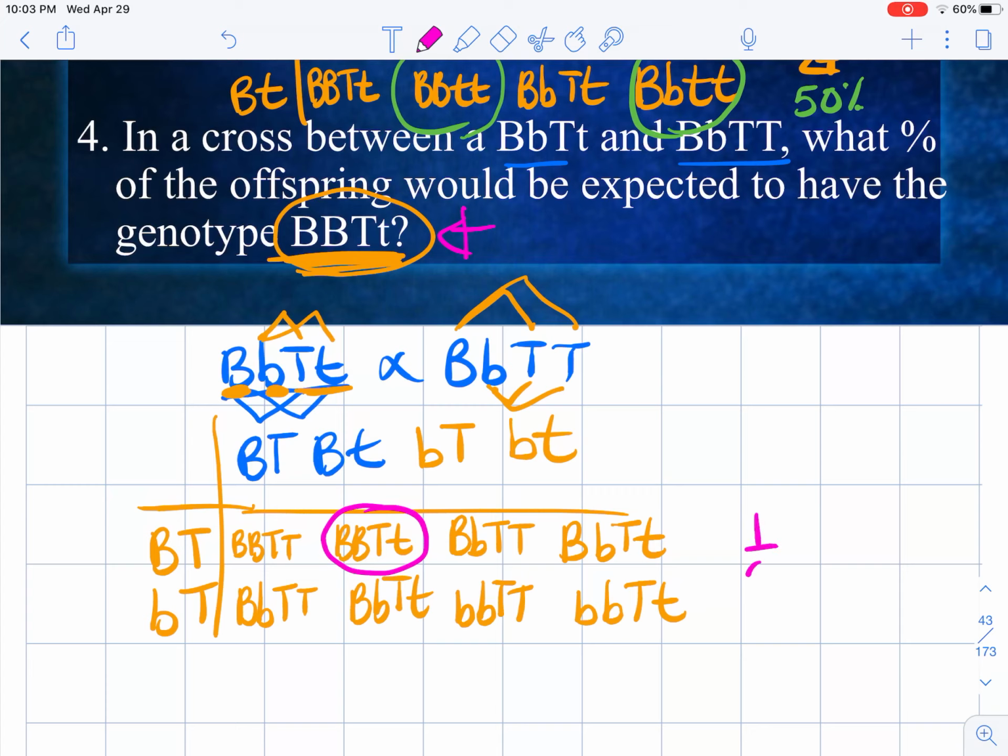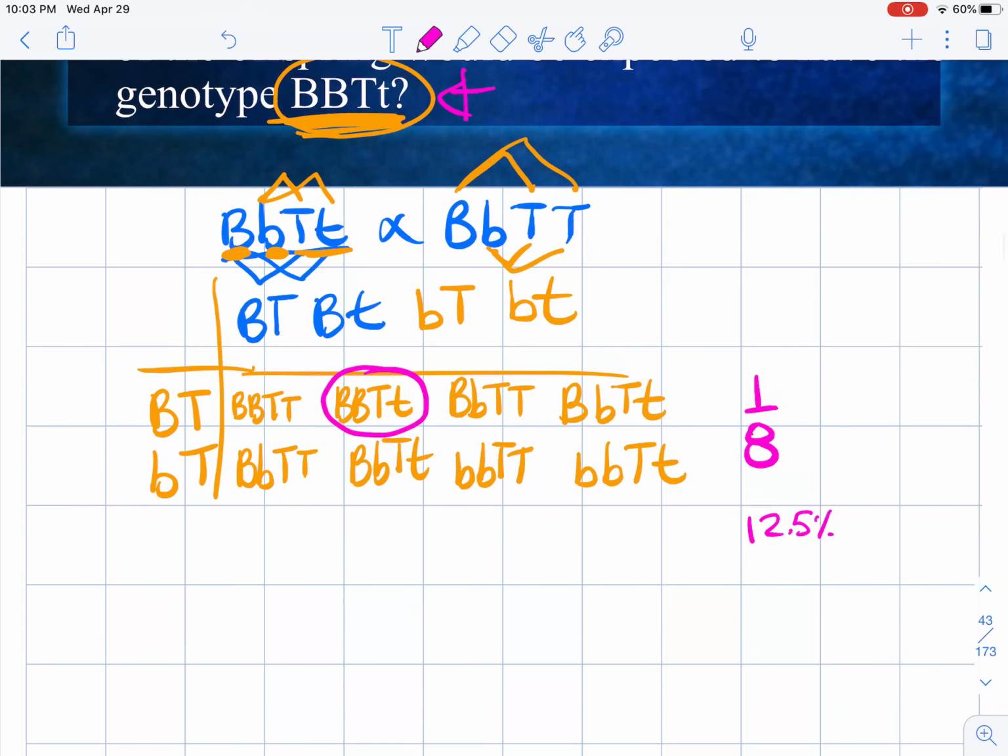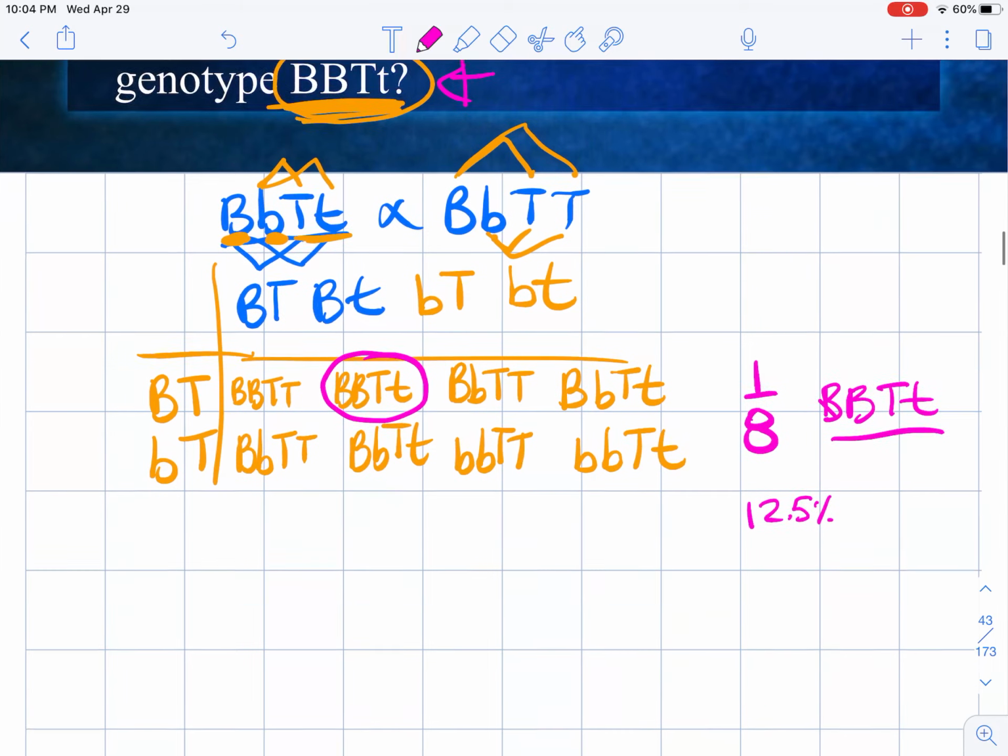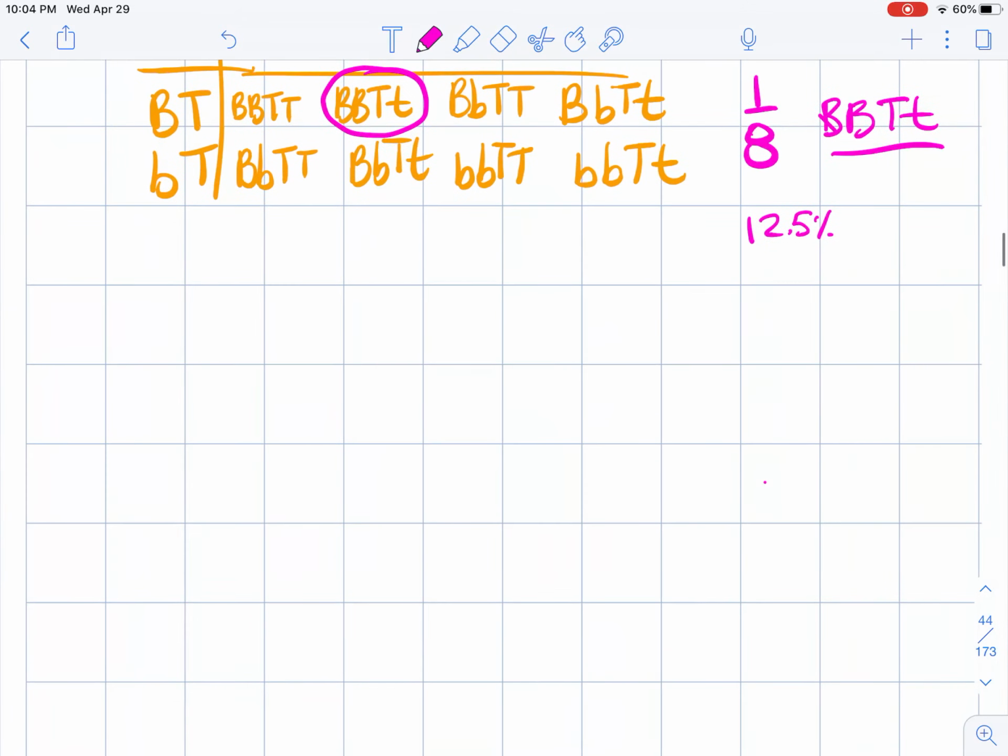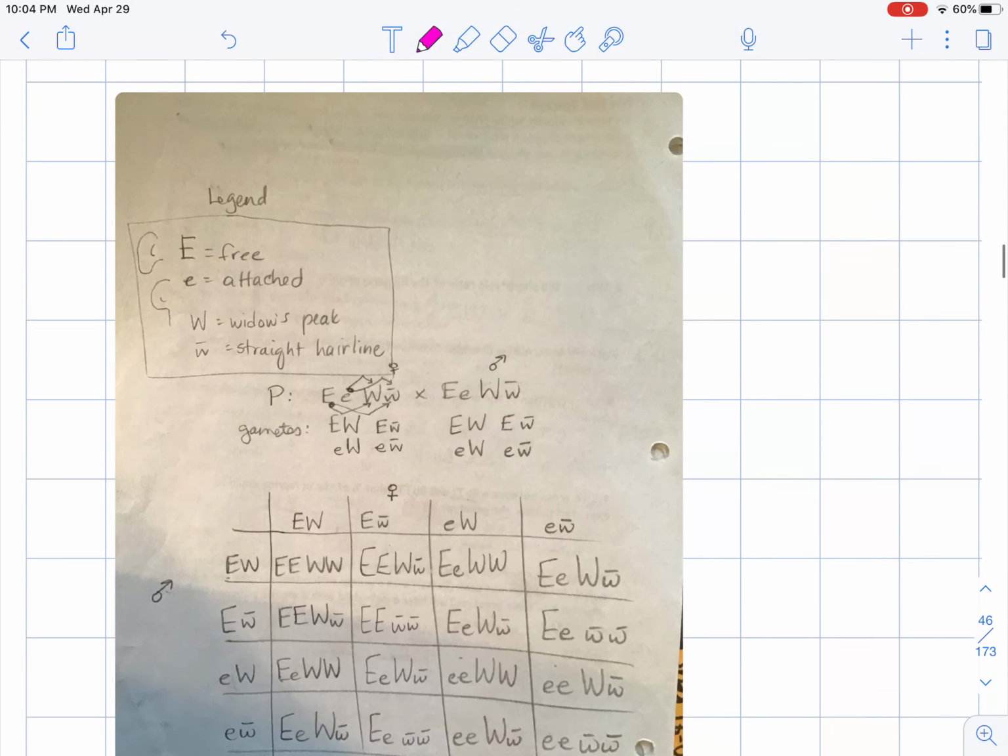And when I go and check my cross out, I find that it's only one of my 8 that is the one they were looking for. So the answer is 1/8 of them. If it was a numerical response, you could put this in your calculator, and it might be 12.5% because 1 divided by 8 is 12.5. But 1 out of 8 is big B, big T, little t, as the question asked.